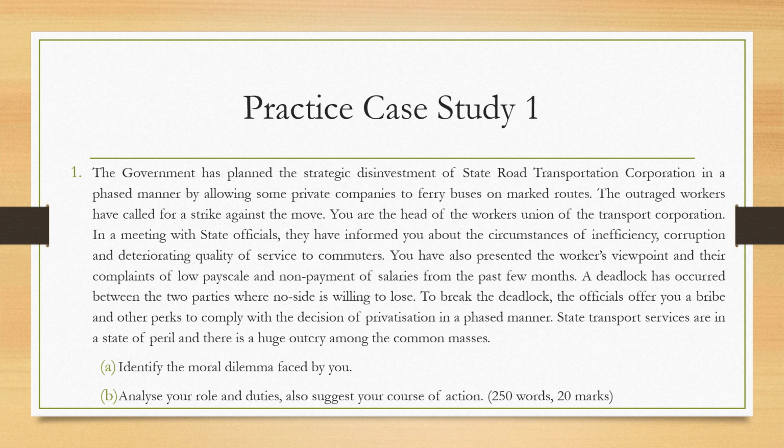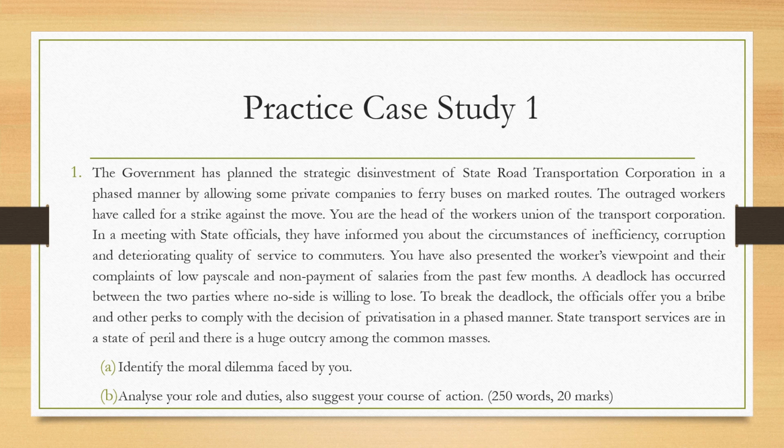To break the deadlock, the officials offer you a bribe and other perks to comply with the decision of privatization in a phased manner. State transport services are in a state of peril and there's a huge outcry among the common masses. So there are two options: identify the moral dilemma faced by you and analyze your role and duties. Also suggest your course of action.